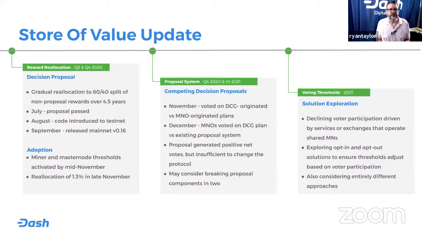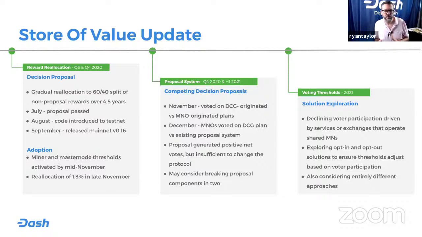So where are we with the overall set of things that we were planning on doing with the store of value updates that we wanted to perform to the network? We just covered in detail the reward reallocation. That is now locked in and is taking place. The first reallocation took place in late November. So that piece was completed in Q4.